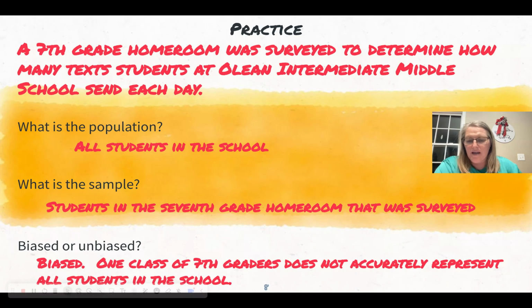Most definitely biased, because if you only do one class of 7th graders, that's not accurately representing all students in the school. If you wanted a survey that is more unbiased, you would do every third person that came through the door that morning, or you would randomly choose maybe 10 people from each classroom to participate in the survey.